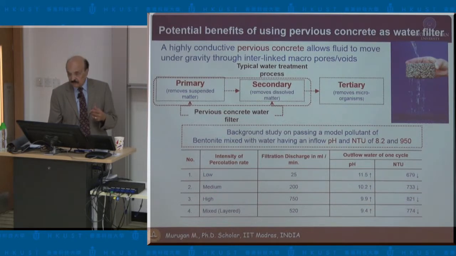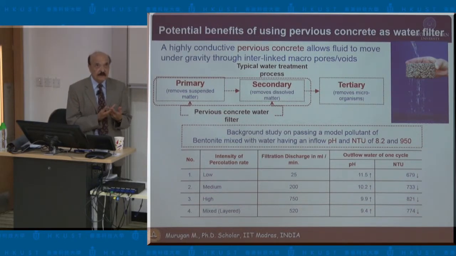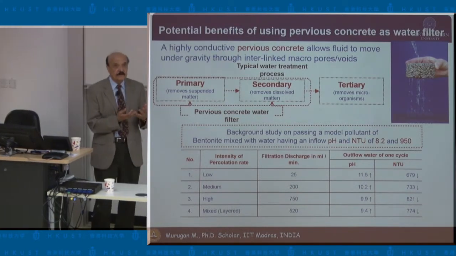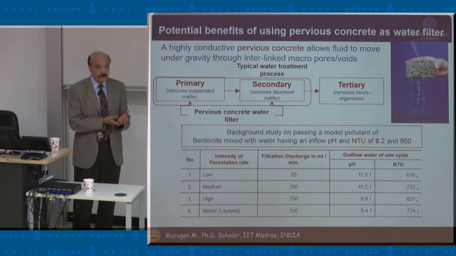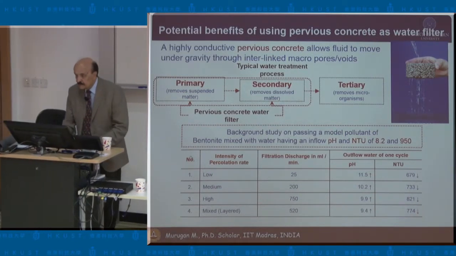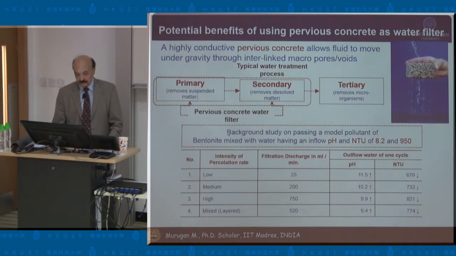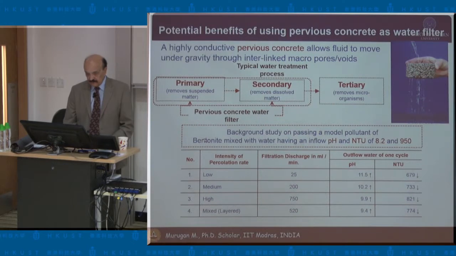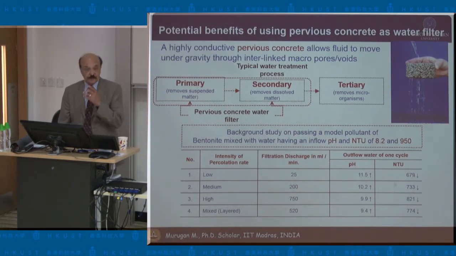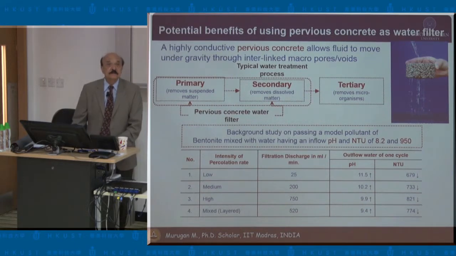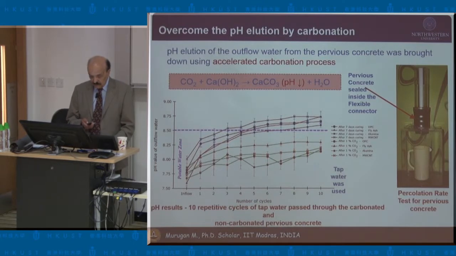So people are now asking, can we use this for filtration? Especially in many parts of the country, water purification is a big issue. So if you make pervious concrete, you use this as a filter. For example, here, the water was polluted with bentonite in the laboratory. And what they found, the turbidity was measured before and after, 950 before, and you see turbidity went down. But they found a pH increase. Not a good idea for purification.